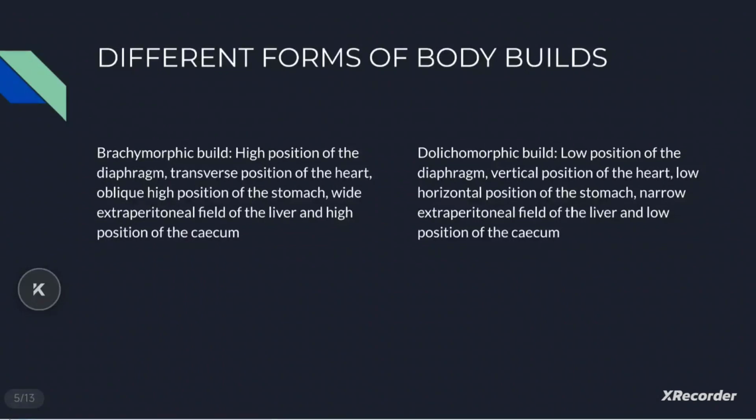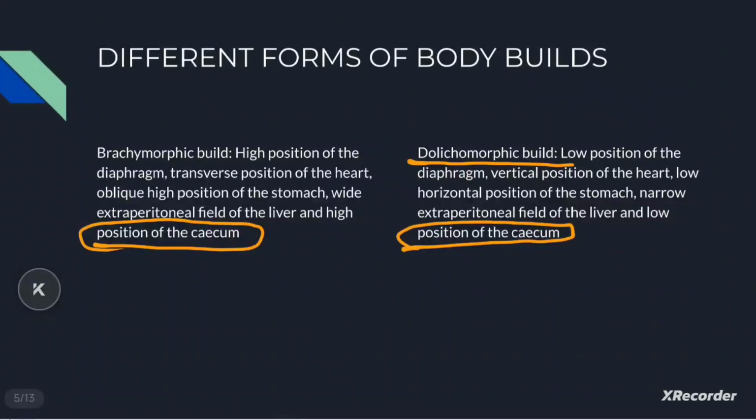And in the dolichomorphic build, all the structures are at a low position of the cecum. The consideration is taken from the cecum. It is differentiated by the position of the cecum. If all the structures like the diaphragm, transverse position of the heart, high position of the stomach, wide extraperitoneal field of the liver are high, with a high position of the cecum, it is brachymorphic. And in dolichomorphic, it is a low position of the cecum. These are the different forms of body builds.